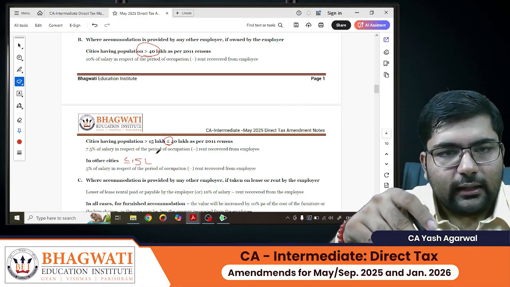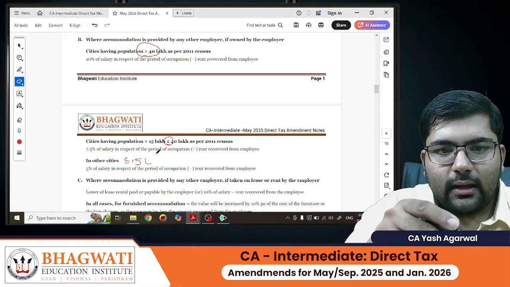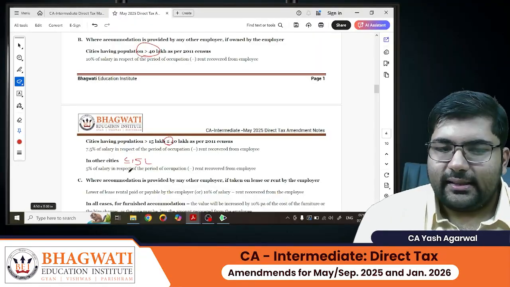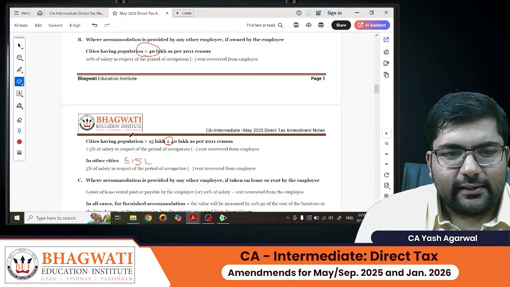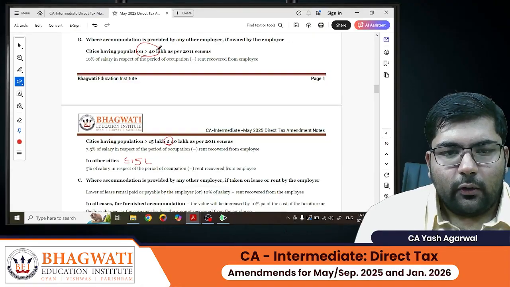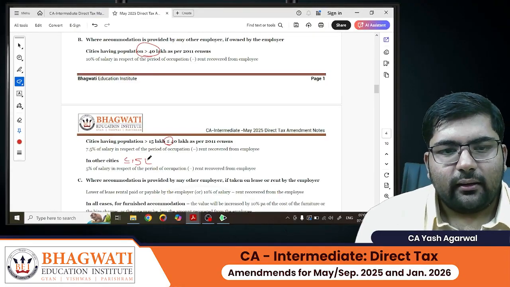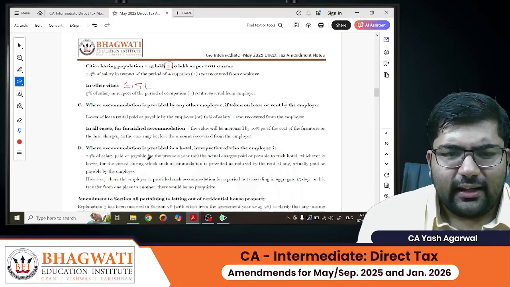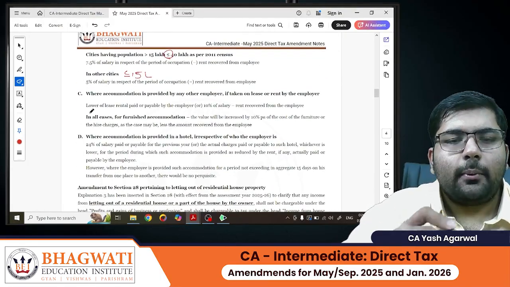Now you hit the delete button. Remember these values applicable to your exam and stick with them. Okay, 10%, 7.5%, and 5%, 40 lakh, 15 lakh, and residual. That is it. The other two categories are same. I have included it here for the purpose of completion.